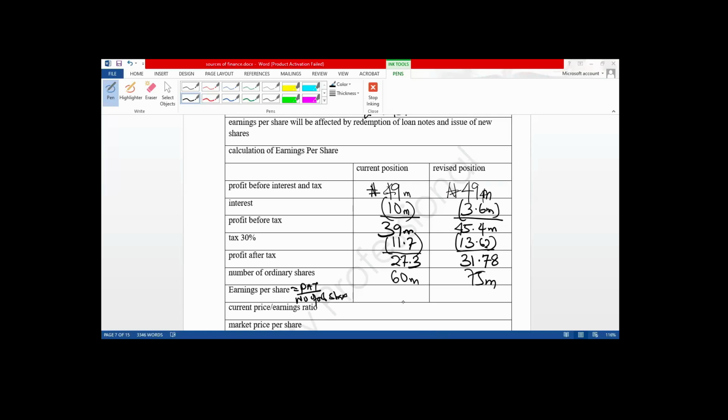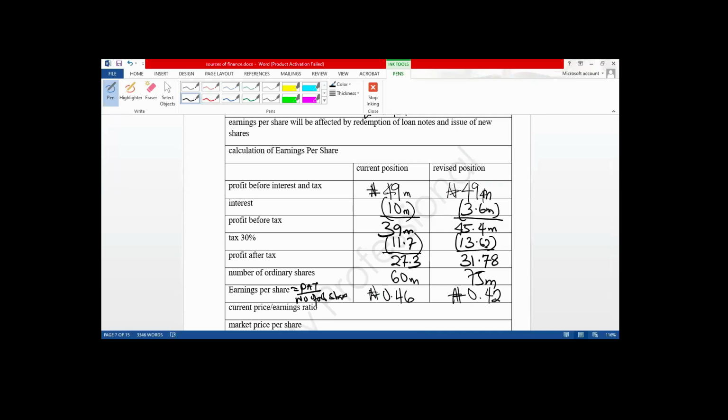0.455 for current. For the first one, yes, sir. 0.455. Can we approximate it to 0.46? Yes, it's allowed. But whatever you do here, you must do it here also. So if you are approximating to 0.46, what do you have here now? 0.42.